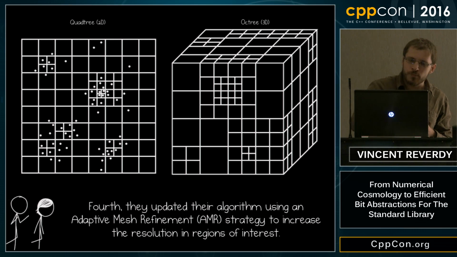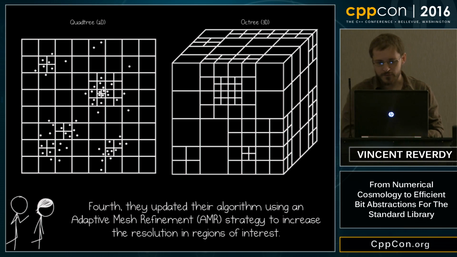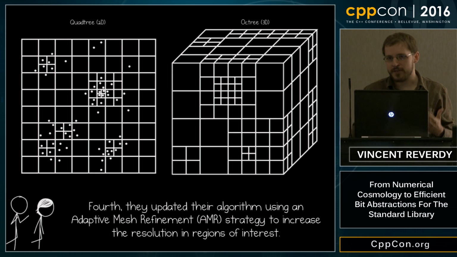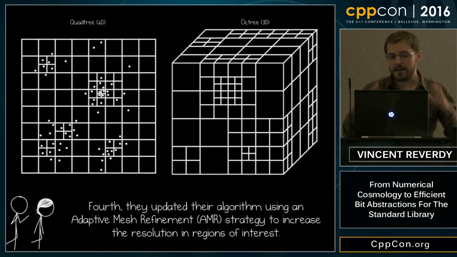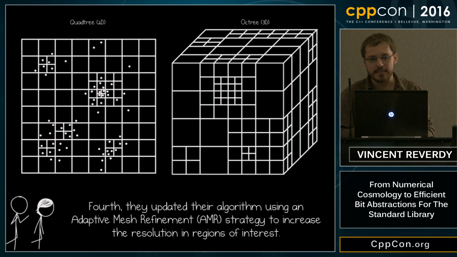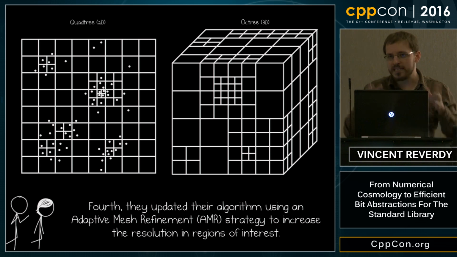Fourth, to improve the first simulation, they made a mesh refinement algorithm, so that they have more resolution where they have more particles. With this kind of scheme, they have a regular grid, and when they accumulate particles, they have thresholds, and when one of these thresholds is passed, we divide the boxes into smaller cubes.